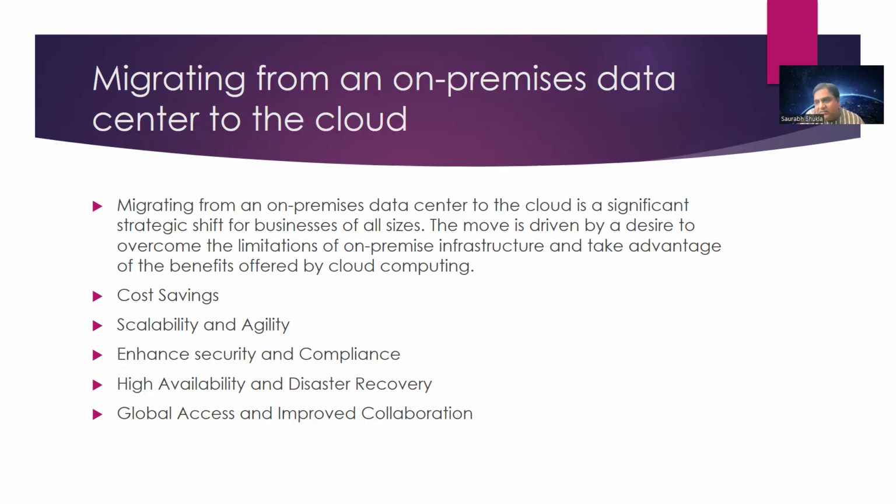High availability and disaster recovery. They can immediately recover your data because they are keeping one backup of data in a separate region. Okay. And then the high availability. High availability means you can use it from anywhere. It is available all the time. You don't have to worry about your data center or infrastructure or anything. Global access, improved collaboration. Everybody knows about it. It's a global access. You can use it from anywhere. That's why companies are moving from on-prem data centers to the cloud.